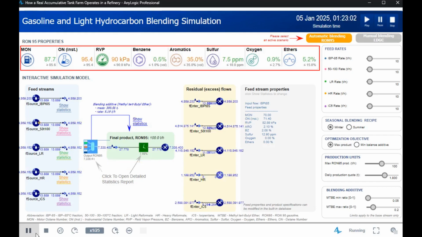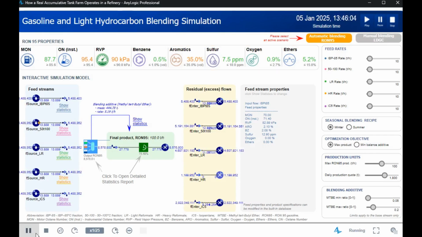The upper section of the model displays the key quality specifications for the finished gasoline, including octane number, vapor pressure, benzene, aromatics, sulfur, oxygen, and ether content. These specifications are defined by the applicable fuel standards and may vary depending on the product grade and season. In Petroleum Refining Library, these specifications are maintained in a dedicated database and automatically loaded according to the current season. This allows the simulation to account for seasonal requirements and continuously check whether the resulting blend meets the required specifications.